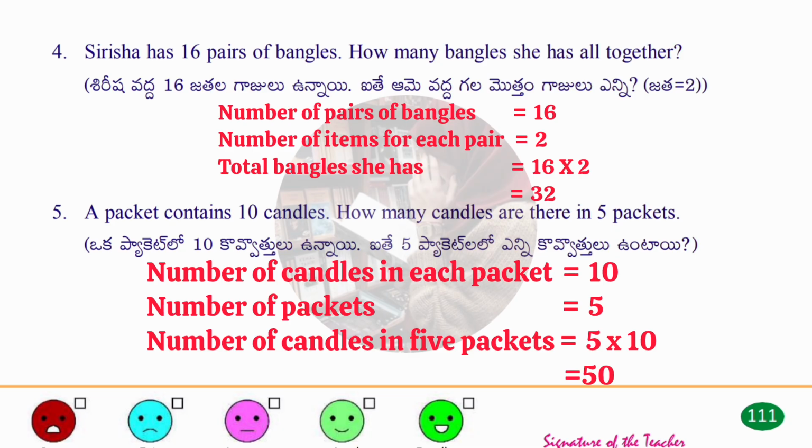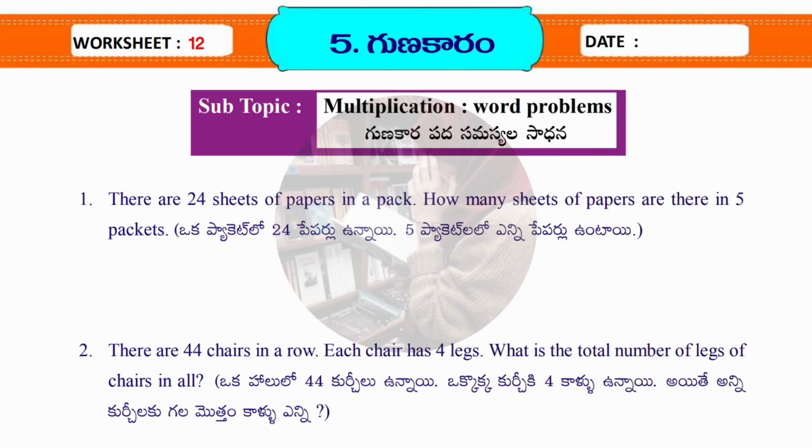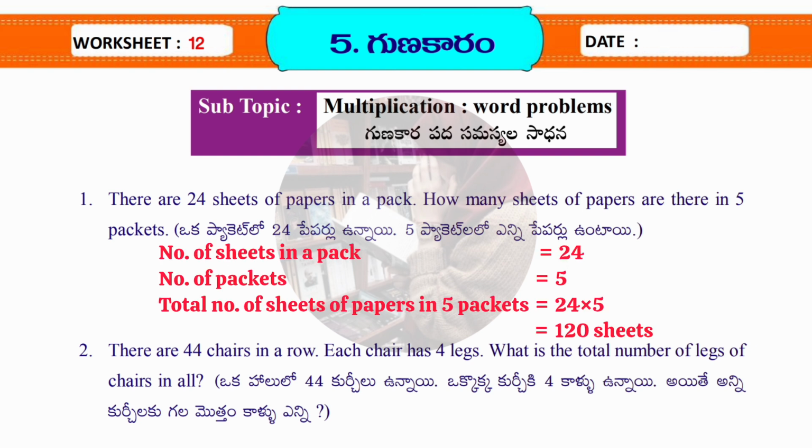Got it guys? Let's move on to the next worksheet, that is worksheet number 12. Here the concept is multiplication word problems. Let's see, first question is, there are 24 sheets of paper in a pack. How many sheets of paper are there in 5 packets? Let's see the answer. Number of sheets in a pack. How many sheets are there in one pack? We have 24 sheets.